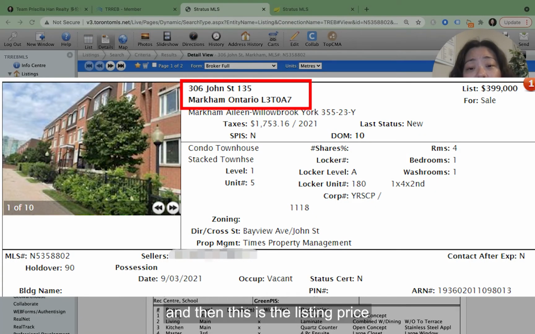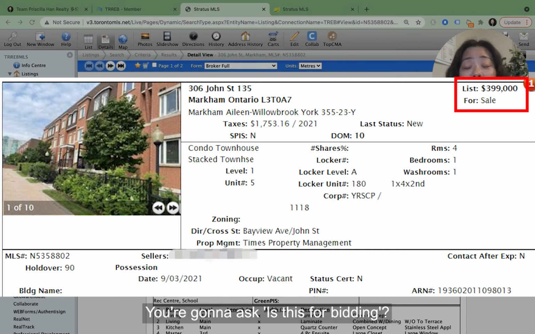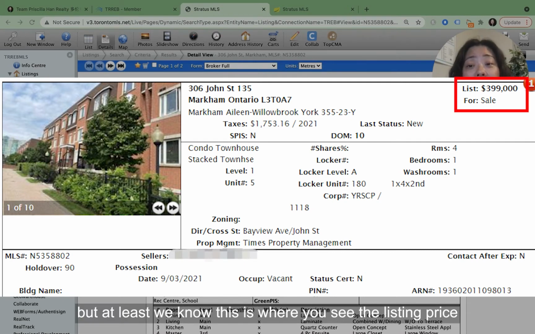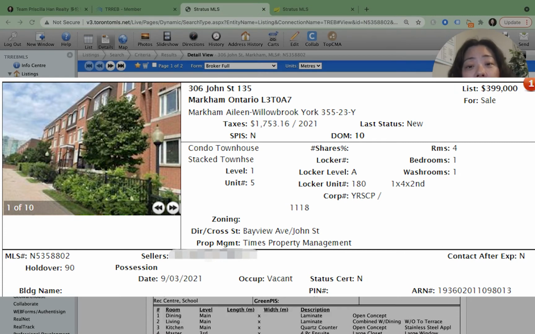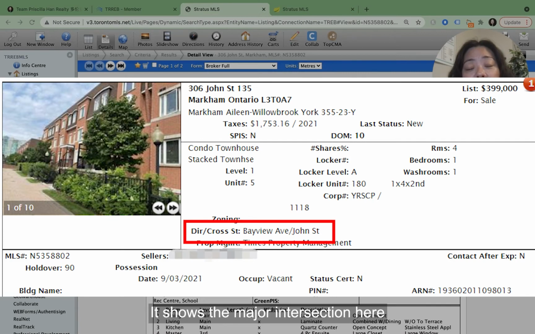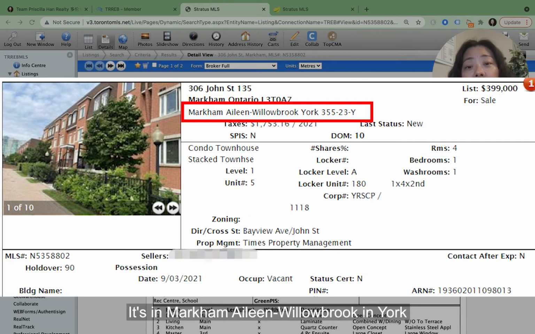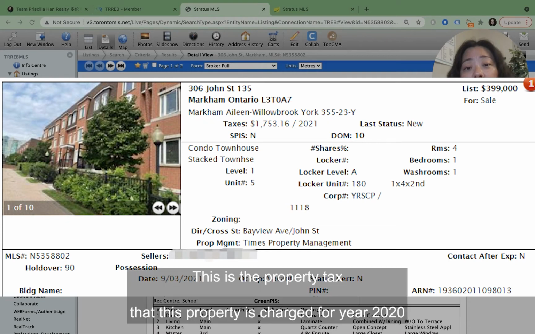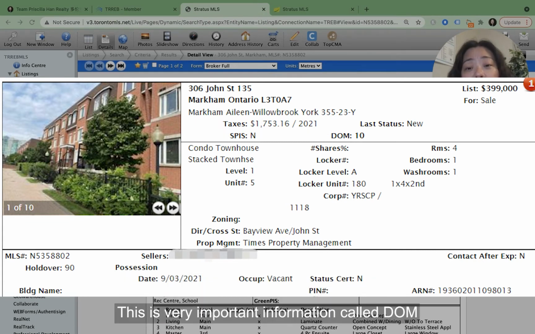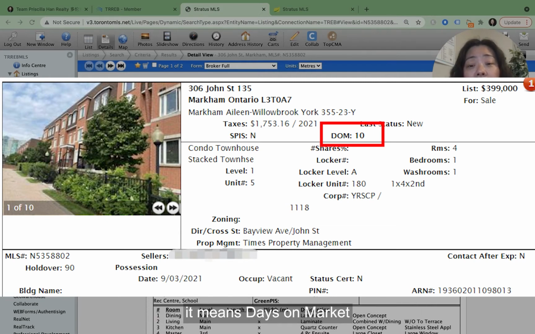First, we see the address. And then this is the listing price. You're going to ask, is this for bidding? Later, I'll explain, but at least we know this is where you see the listing price. It shows the major intersection here, or the community name. It's in Markham, Aileen Willowbrook, in York. This is the property tax that this property is charged for the year 2020. This is very important information called DOM. It means days on market. The smaller this number is, the fresher this property is. For our example, it's 0, so this is a brand new property.